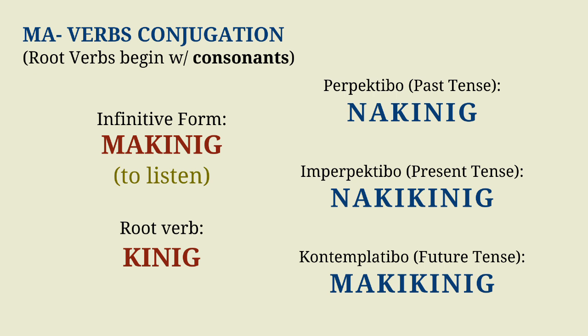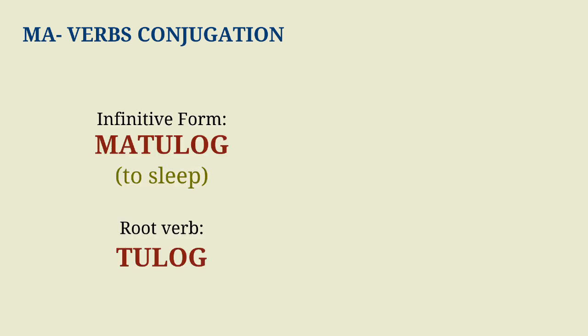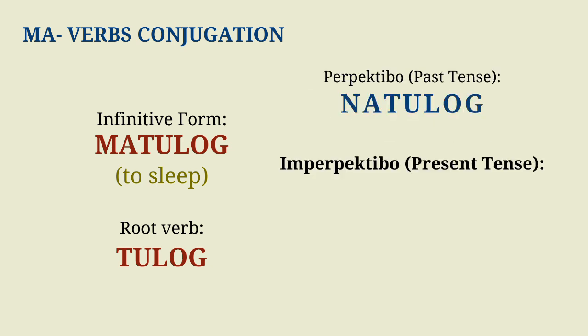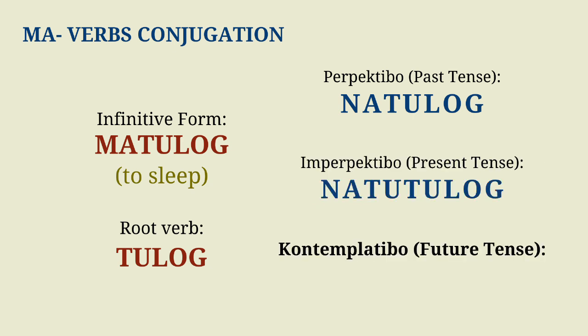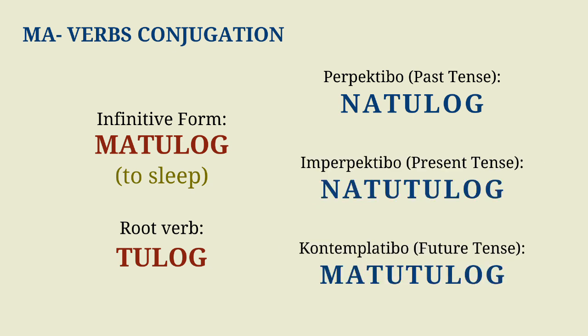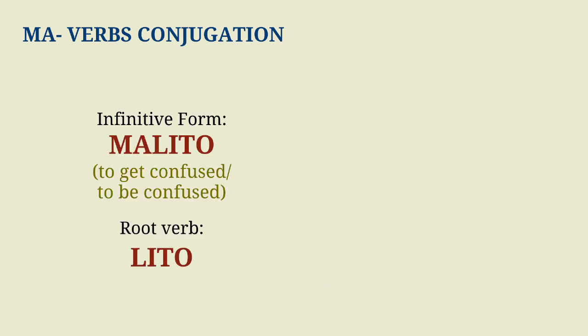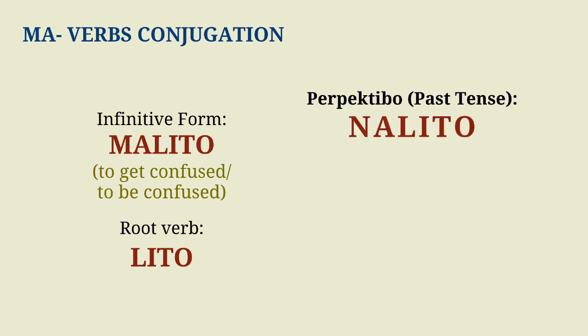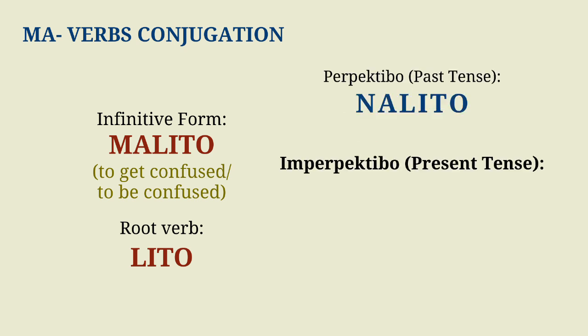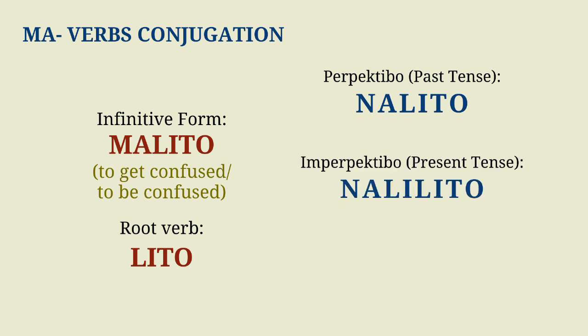Let's do a few more for practice. Matulog is to sleep. So the past tense for this one is natulog. Present tense, natutulog. And then future tense, matutulog. Next one, malito, or to get confused or to be confused. The past tense is nalito. Present tense, nalilito. And then future tense, malilito.